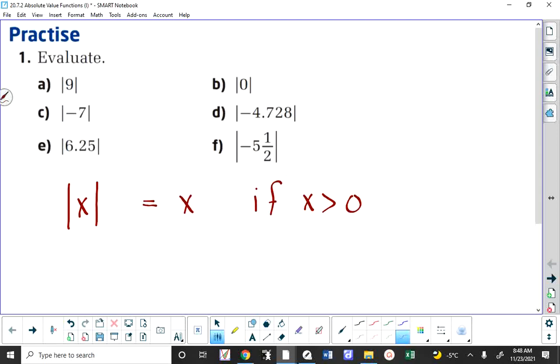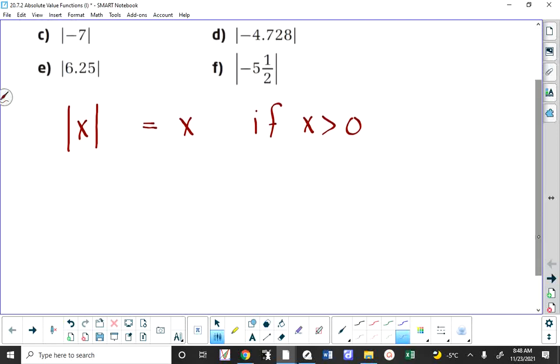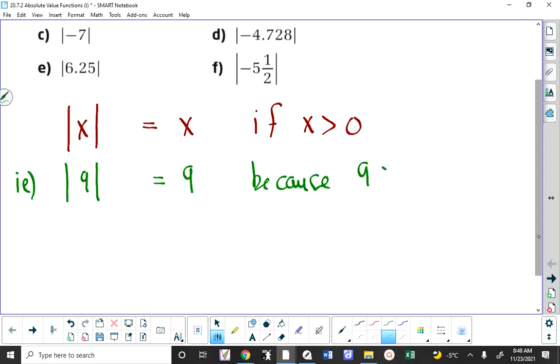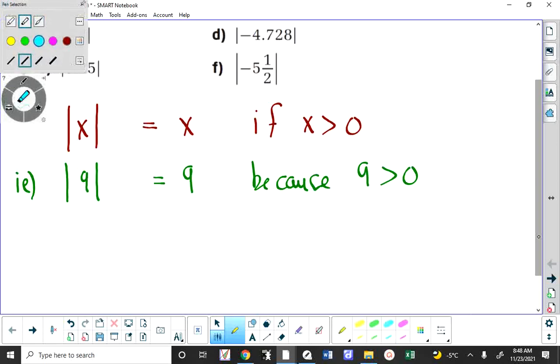It's telling you that if you're taking the absolute value of a positive number, you can simply drop the absolute value signs. So, for example, the absolute value of 9 equals 9 because 9 is greater than 0. And when I say 9 is greater than 0, I'm talking about this 9, the thing inside the absolute value sign.